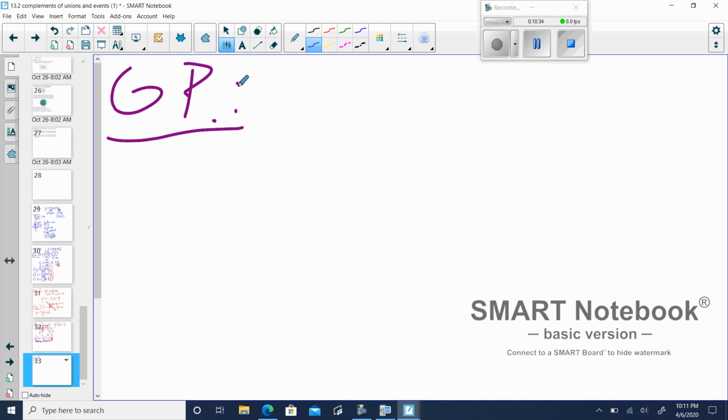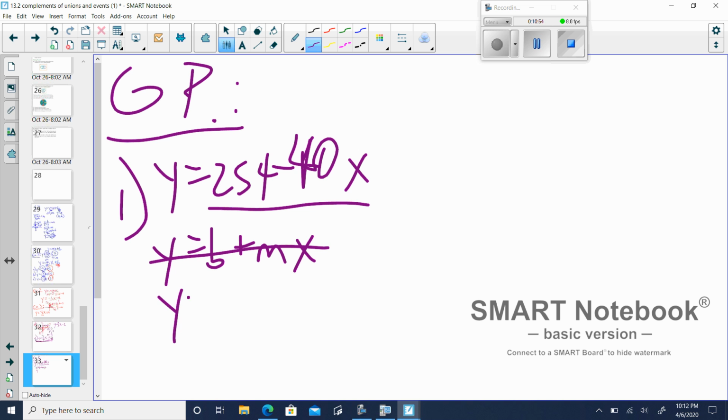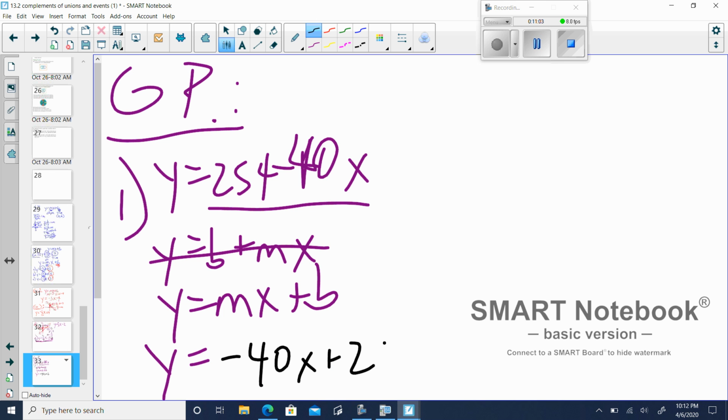All right, let's take a look at guided practice. We have to state the slope and y-intercept, graph it, and then interpret what they represent. It should be pretty easy because they give us the equation. If you can read this, you've got it. Why don't you rewrite this, because this looks like y equals b plus mx. Why don't you rewrite it like y equals mx plus b? So if you do that, you're going to get y equals negative 40x plus 254.